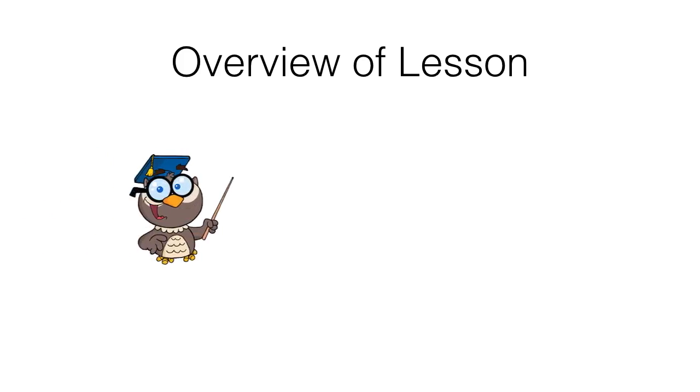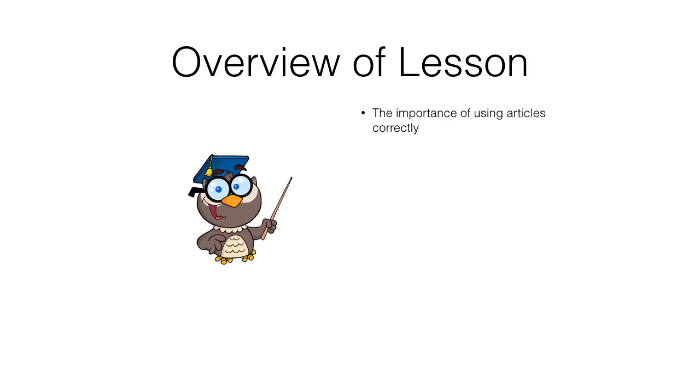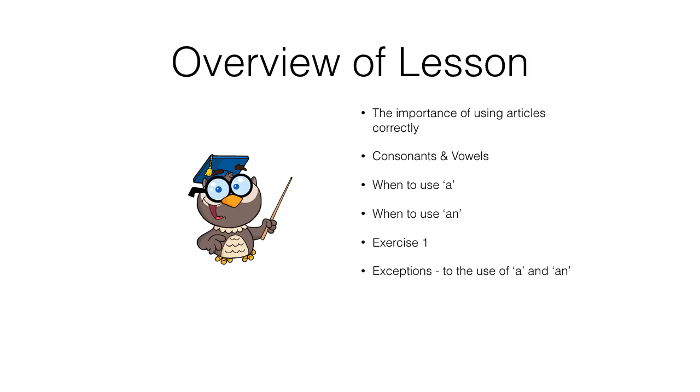Overview of lesson. We will look at the importance of using articles correctly, consonants and vowels, when to use a, when to use an. We will give you exercise 1 at the beginning of the lesson, exceptions to the use of a and an, exercise 2, an extract of a statement, and at the end there will be a summary.